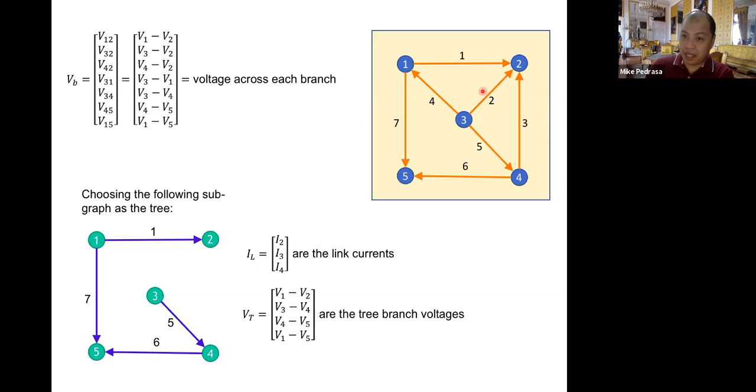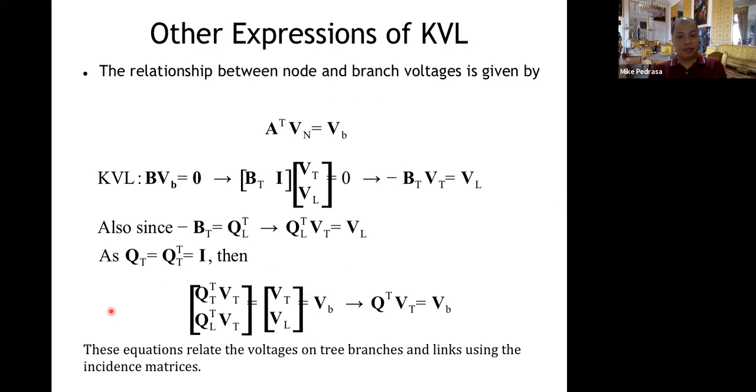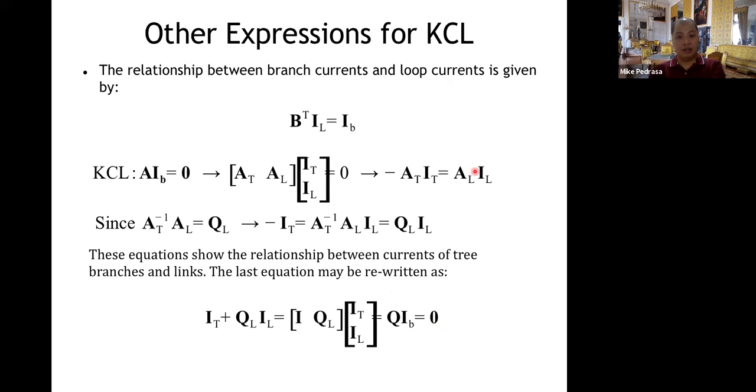Okay, so we have I2 going that way. How are you going to express I2 in terms of I1, I5, I6, I7? I leave it up to you guys. Okay, figure that out. Hindi obvious dito, pero I think you can figure it out. That's the last equation here. Okay? And then there are other expressions as well.